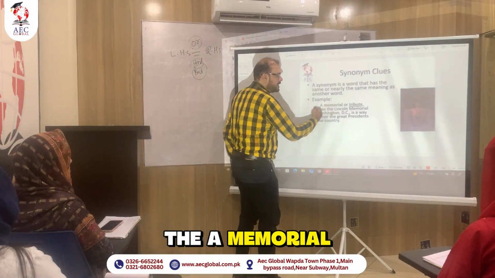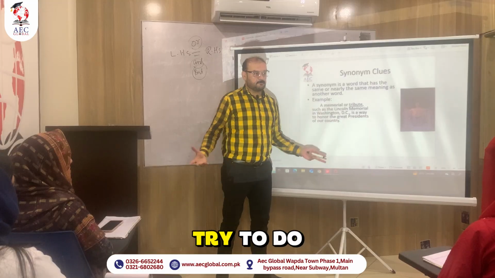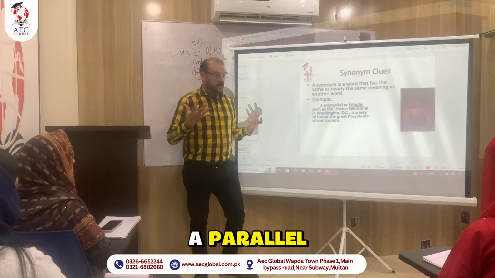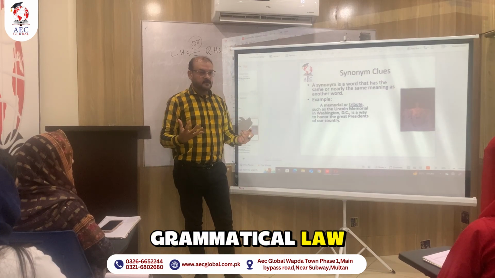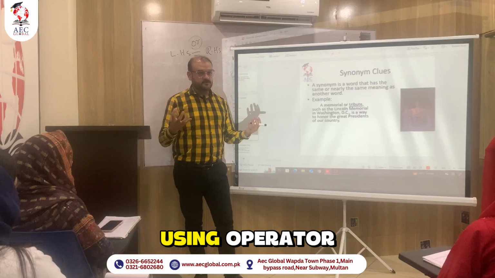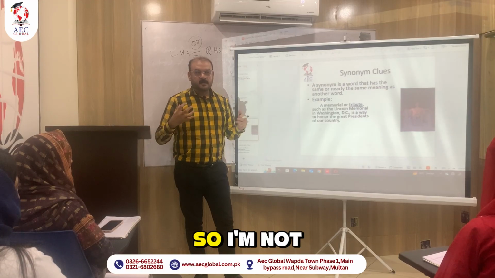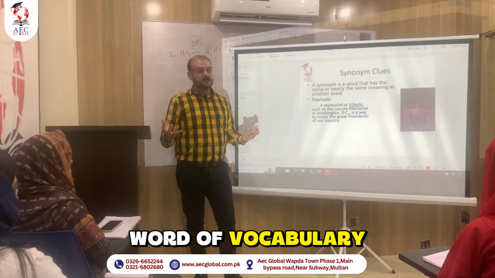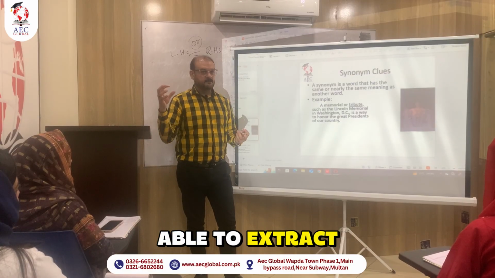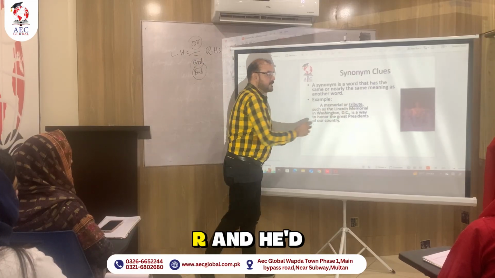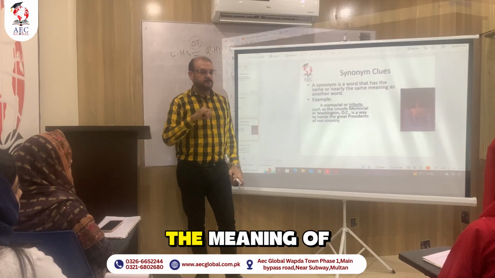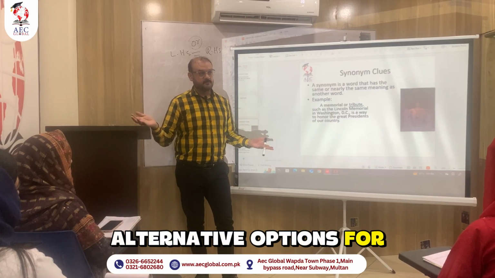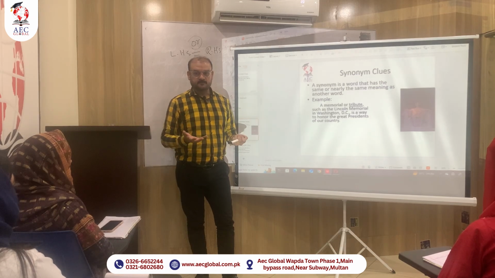So basically, a memorial, I know about that. I don't know the meaning of tribute. This is the left-hand side, and this is the right-hand side. The word 'or' is a kind of parallel structure in grammar, where both things are balanced if you are using the operator. I'm not asking you to be perfect in every single word of vocabulary, but a genius student should be able to extract the clue, which is 'or'. He'll understand that on the left-hand side I know the meaning of memorial but not tribute. We use the word 'or', so it's an alternative option for me, and he is guessing with this approach.